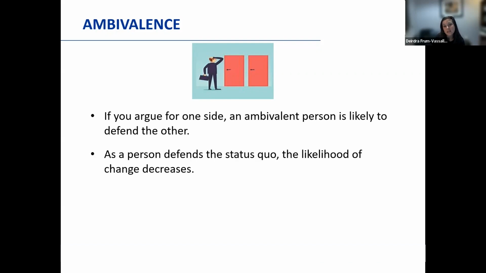As a person defends the status quo, their likelihood of making a change actually decreases. So if there were something healthier behind the door on the right versus the door on the left, we might have some desire for him to actually go through the door on the right. And we realize that our first instinct to tell him to go through that door may actually decrease the likelihood of that. So the first thing that we want to remember about working with somebody who is ambivalent is resisting what we call the righting reflex. This desire to help, to encourage them to do the correct thing, actually gets in our way.